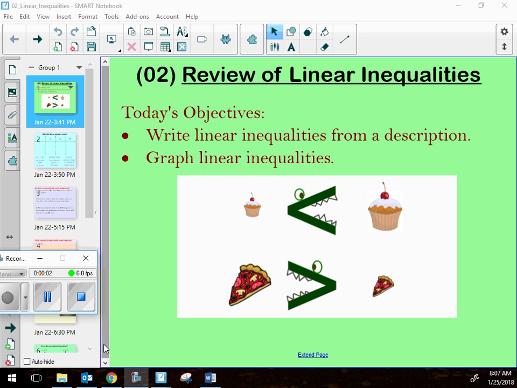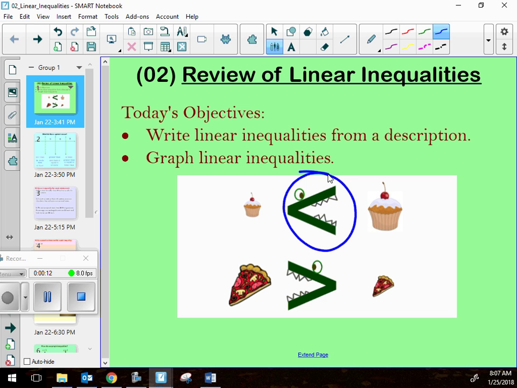Okay, today, reviewing linear inequalities. They sound really scary, but they're not at all. It boils down to the whole greater than, less than sign.